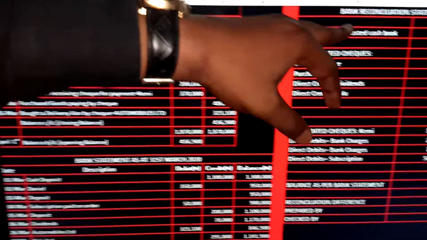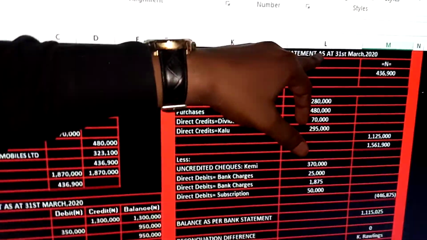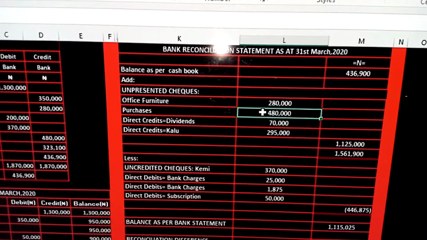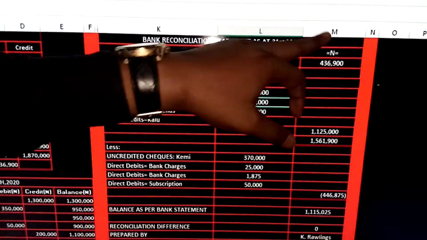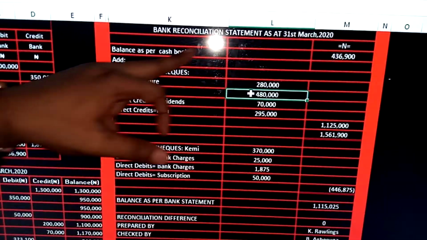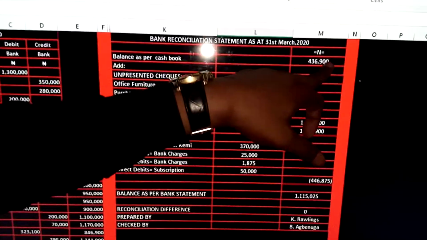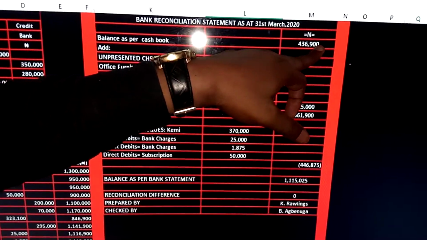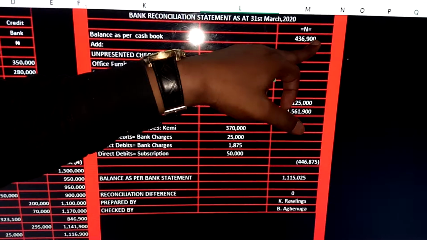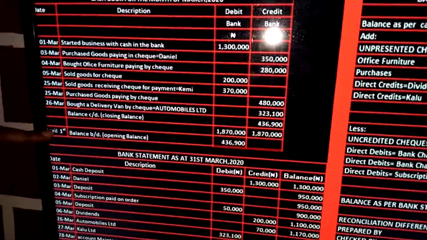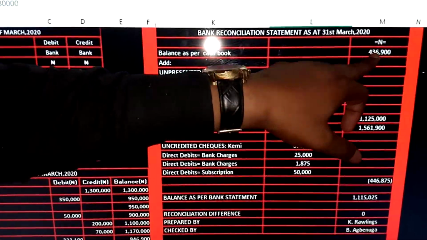So let's start with this. Remember, you have bank reconciliation statement as at 31st March 2020. Balance as per cash book 436,900. Remember, when we are adjusting the cash book, we will take this balance to the adjusted cash book before bringing it to bank reconciliation statement. But now we are picking the balance in the cash book directly. That's what you have here. The balance brought down is a debit balance, so you have it here positive. But if it's a credit balance, this will be a negative.